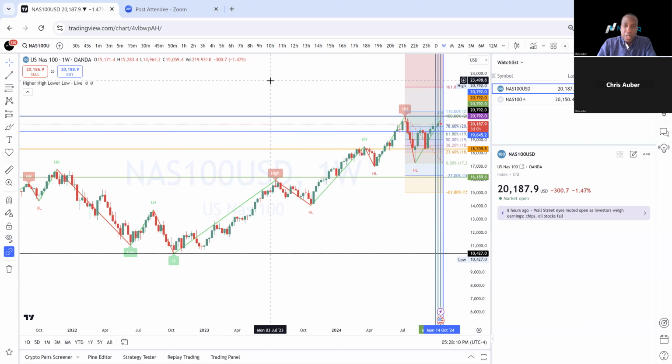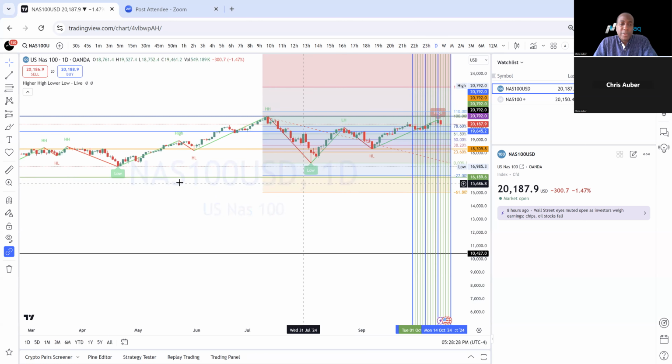So in order to trade that, you're basically going to be trading higher lows, higher highs until you get to your higher highs. Then you start looking for sells, and those sells will go down towards your biggest higher low. So this is on the weekly.